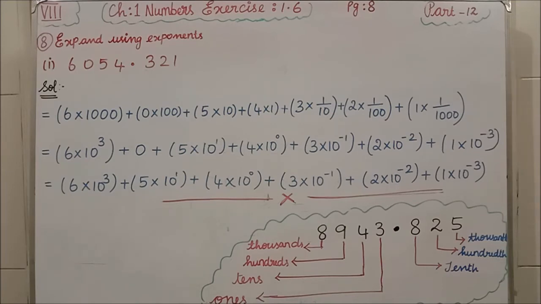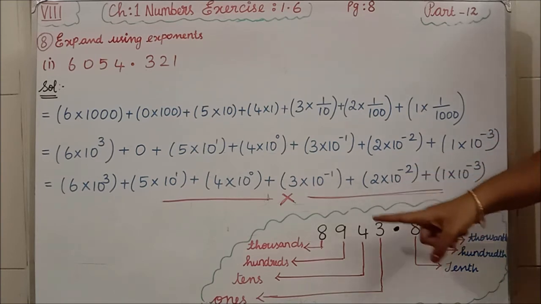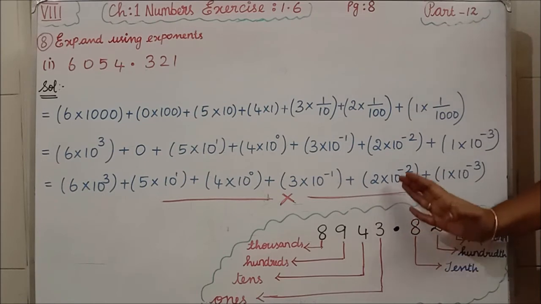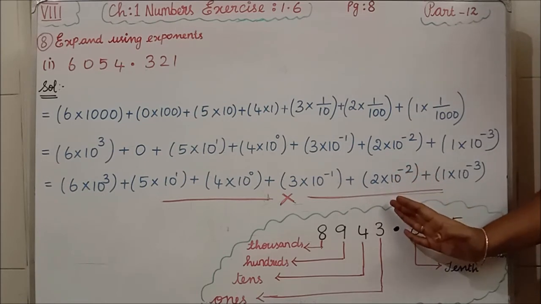Next, we'll see the 8th question, first subdivision. The heading is expand using exponent. I am going to expand the question using the exponent. Before going to the question, we have to know the place value. You have learned the place value in lower classes, isn't it? Suppose they are giving the number, you take this 8,943. If you are writing this number, which is the ones place, which is the tens place, which is the hundreds place, and which is the thousands place.